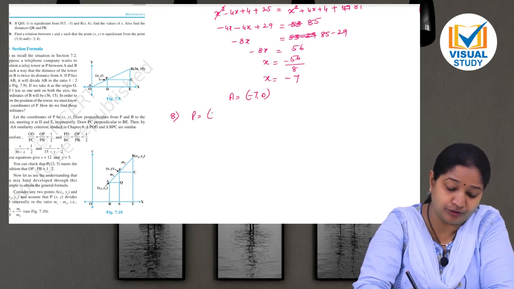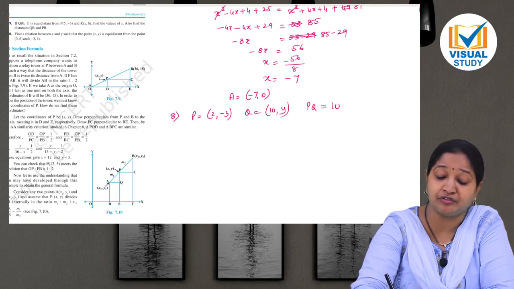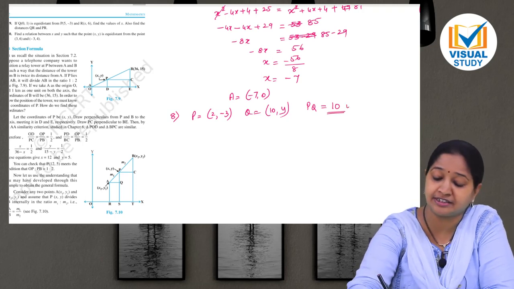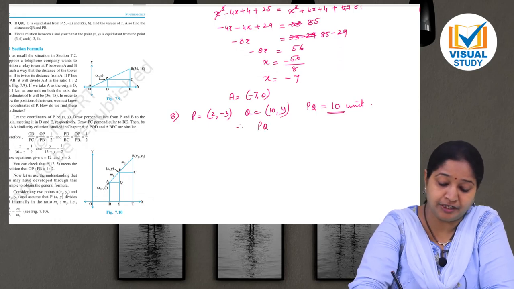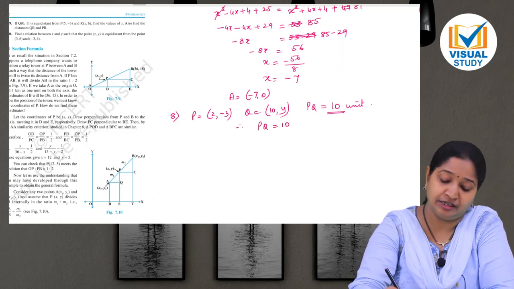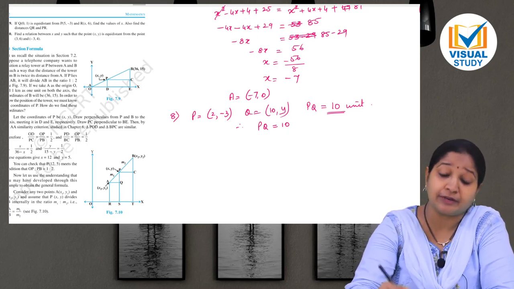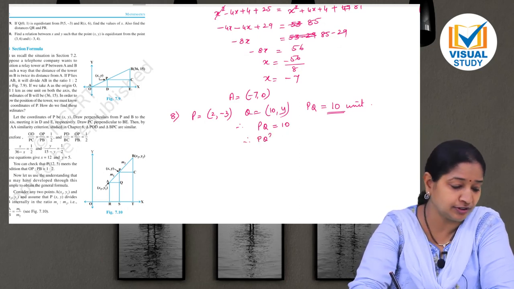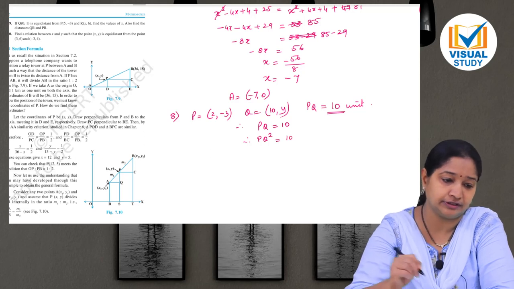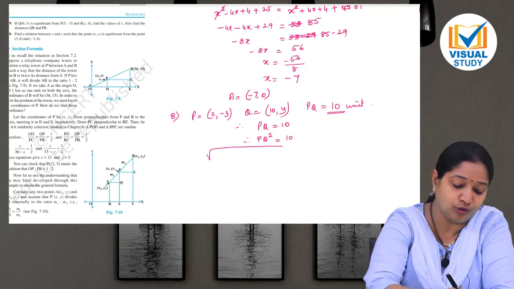Here P is equal to (2, -3), Q is equal to (10, y), and the distance between PQ is 10. They have given us that the distance between PQ is 10 units. Therefore PQ is equal to 10. What are we going to do? PQ square, because I am not going to write the square root here either. Therefore PQ square is equal to 10 square. What is PQ? Oh, I am not going to write it now.